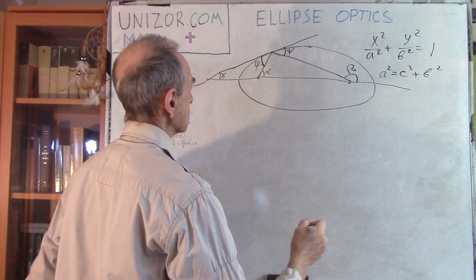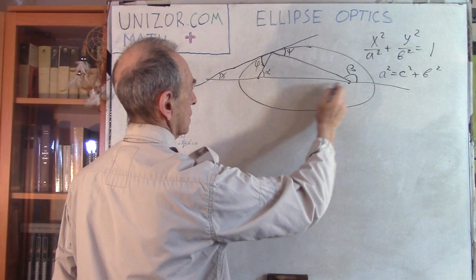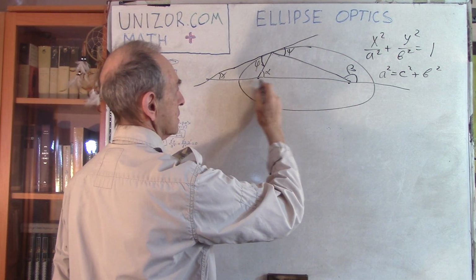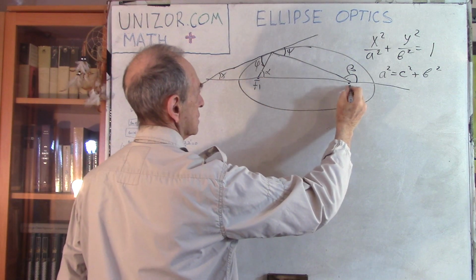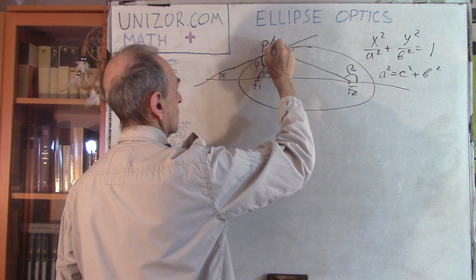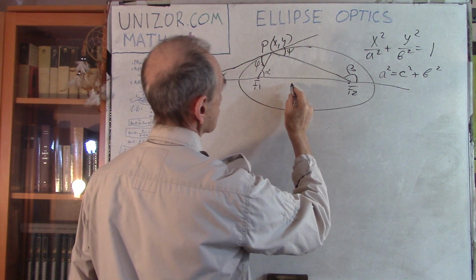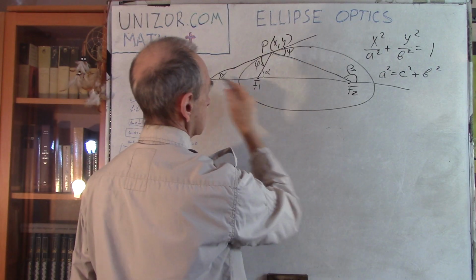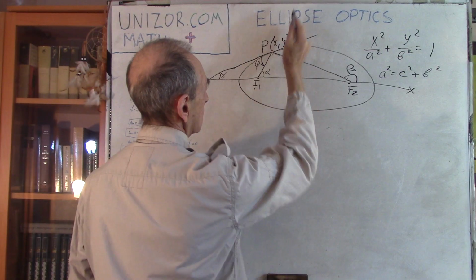Now c is the difference between the length, 2c actually is the length between the foci. So this is f1, this is f2, this is point P, x, y, and our Cartesian system of coordinates has this as x-axis and the y-axis is just in the middle perpendicular.